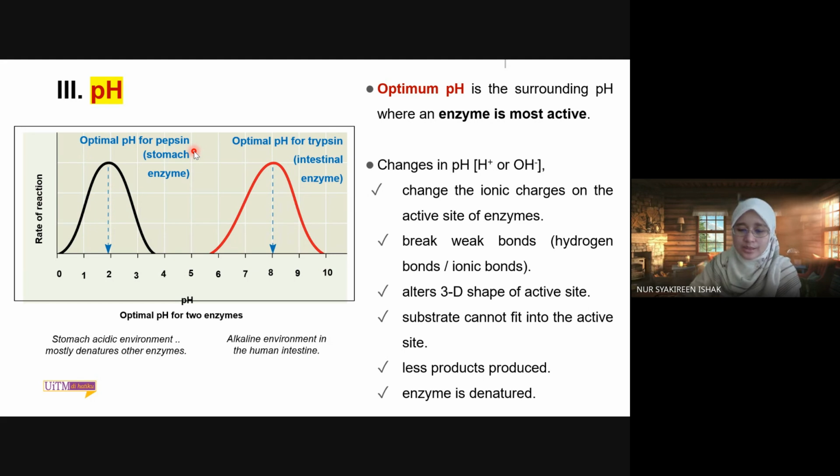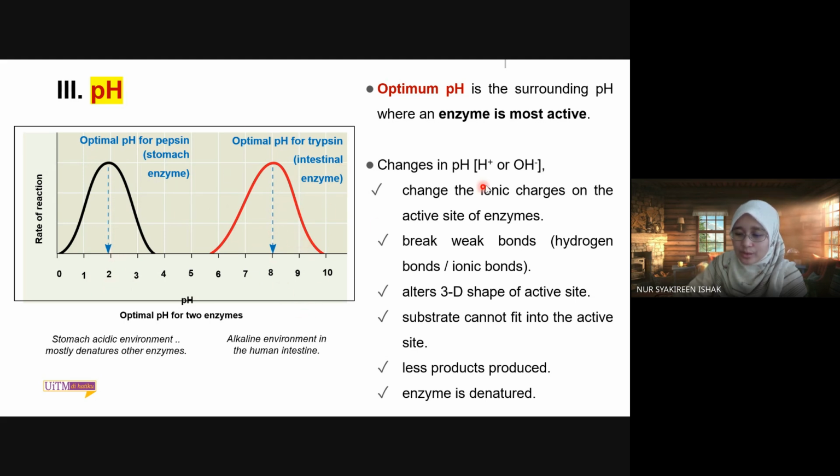Okay, so this is the optimal pH for pepsin. It has to work in acidic conditions, which are contributed by the hydrochloric acid to cause the pH to be acidic. And then another type of enzyme, for example, the enzyme secreted by the intestinal wall, such as trypsin, has to work in basic conditions. So acid is due to the presence of a lot of hydrogen ions.